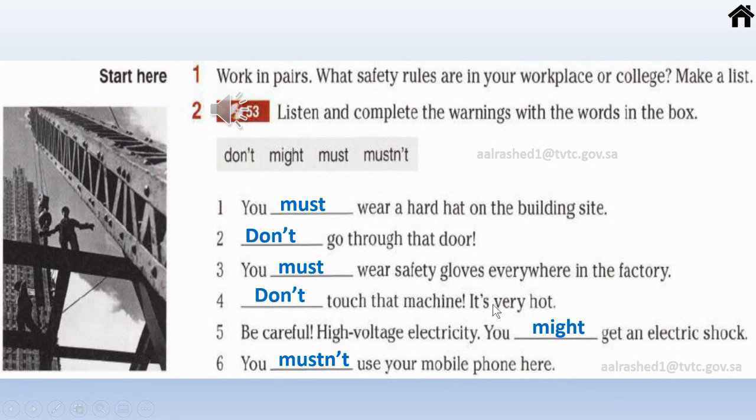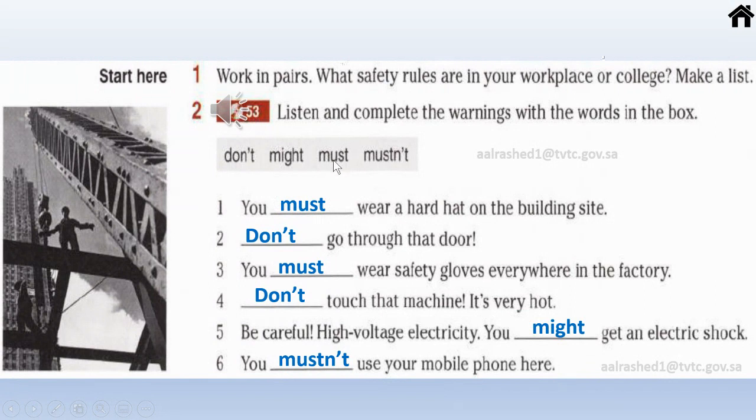For example, if you attend an exam without studying before, there's a possibility that you might pass or maybe you are not gonna pass. You don't know.